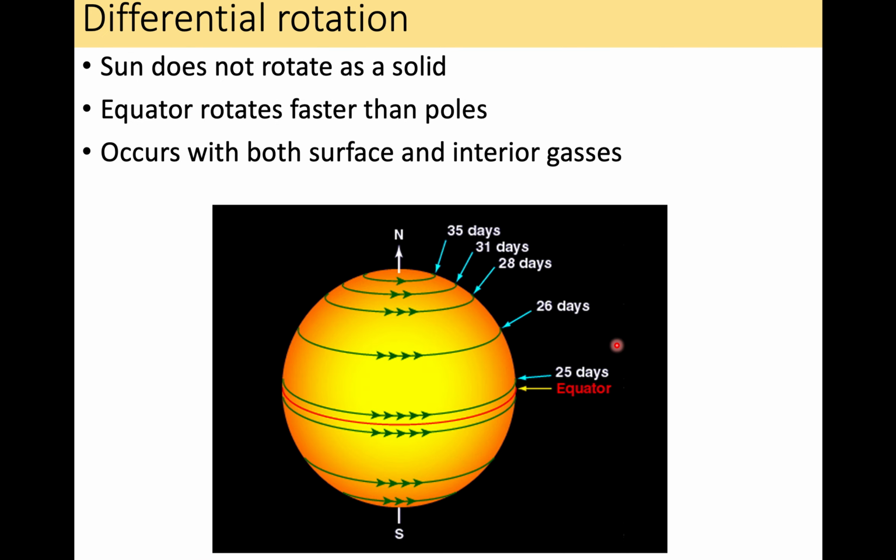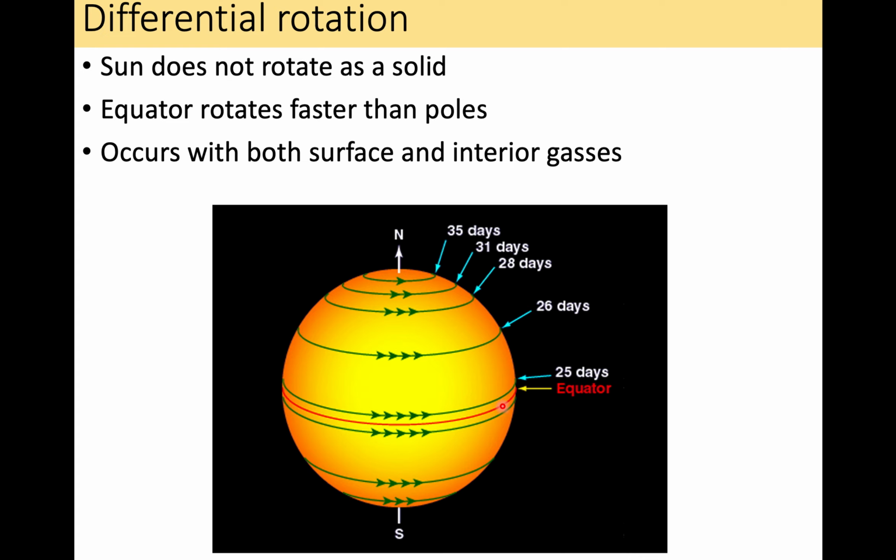So the sun is not a solid. It does not rotate like a solid. It experiences what we call differential rotation. What this means is that the sun does not rotate at the same speed, at the same rate, all over the surface of the sphere. The equator actually rotates much faster than the poles.